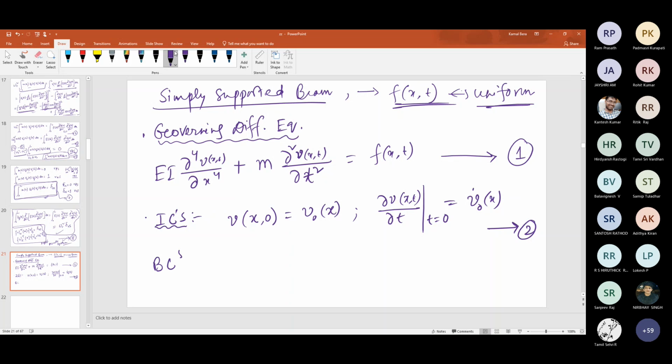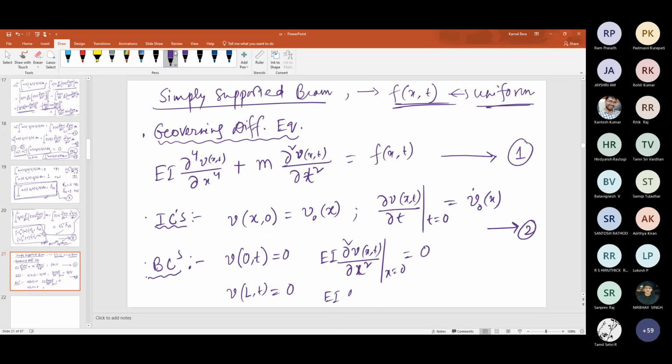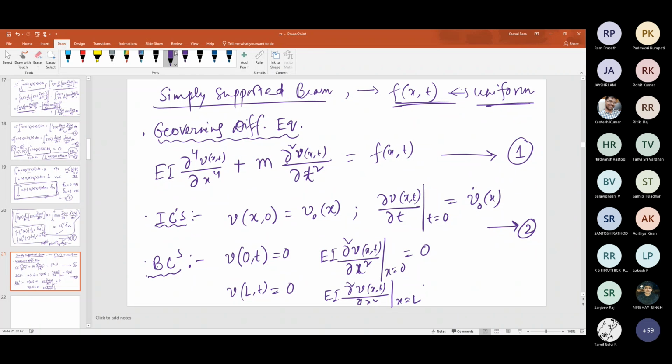Boundary conditions. 4 boundary conditions for simply supported beam, right? So in one end the v is 0, right? So v at x equals to 0 for any time is 0. And the bending moment is also 0, right? That is EI del 2 v(x,t) by del x 2 evaluated at x equals to 0 is 0. v at L comma t equals to 0. And EI del 2 v(x,t) by del x 2 evaluated at x equals to L equals to 0.